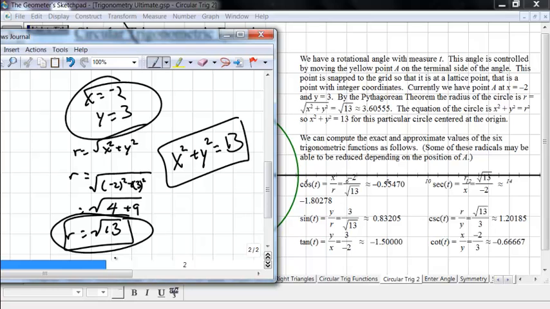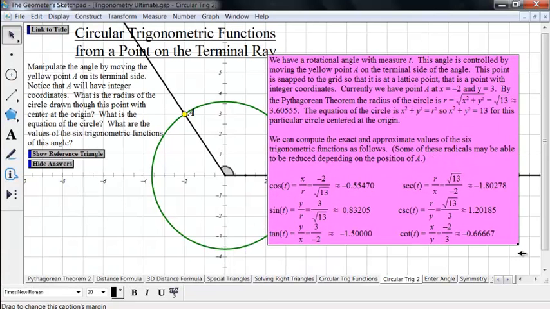and the sine is y over r, so 3 over square root of 13, tangent is y over x, 3 over negative 2, cotangent of t is x over y, which is negative 2/3. Cosecant is r over y, square root of 13 over 3, and secant of t is r over x, so that's the square root of 13 over negative 2. Okay, and you can see what those things turn out to be.